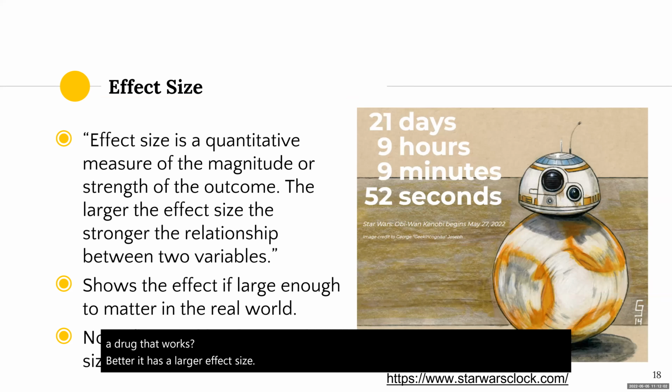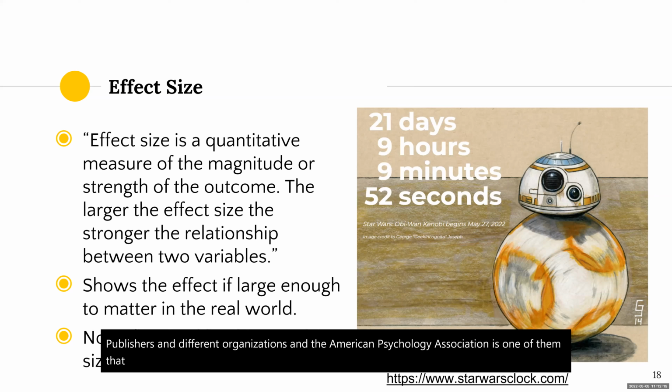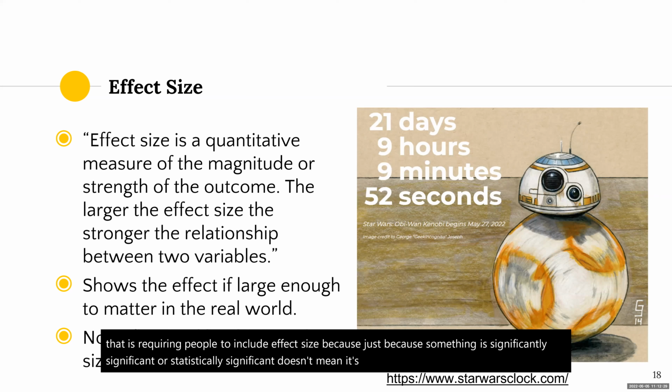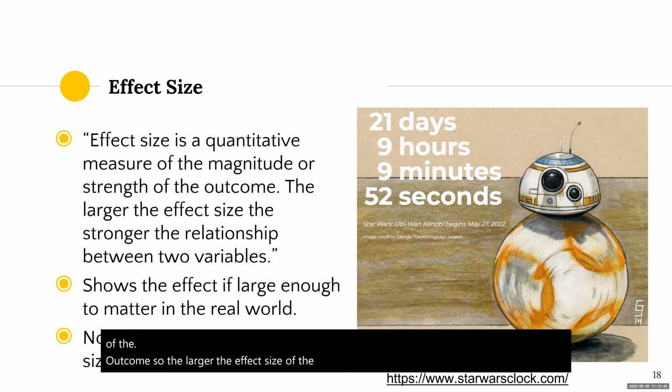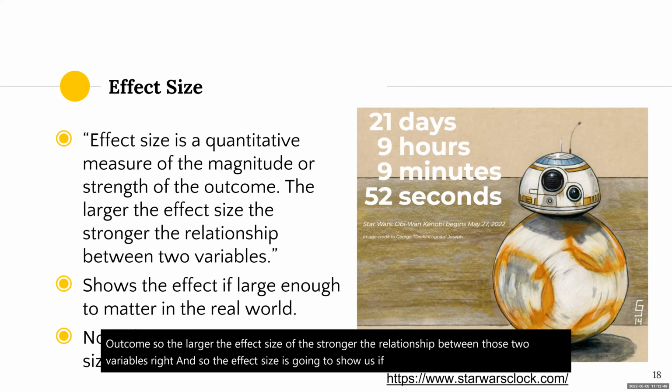Okay, so the effect size, and you'll see this: publishers and different organizations, the American Psychological Association being one of them, are requiring people to include effect size, because just because something is statistically significant doesn't mean it's clinically or practically significant, right? The effect size shows you the measure of the magnitude or strength of the outcome. So the larger the effect size, the stronger the relationship between those two variables, right?